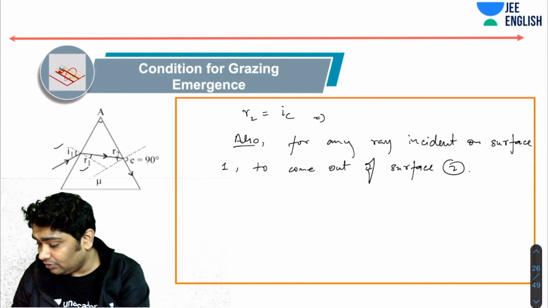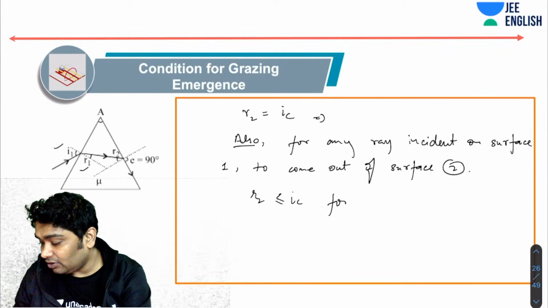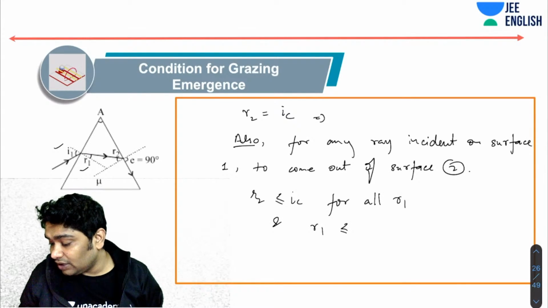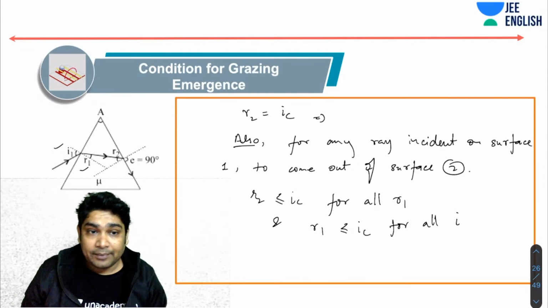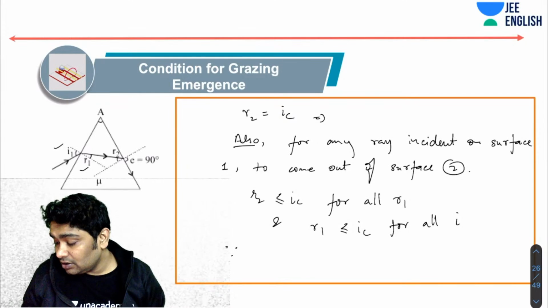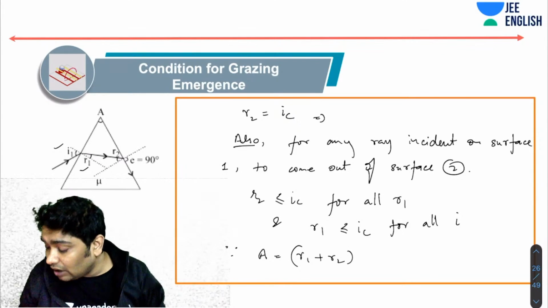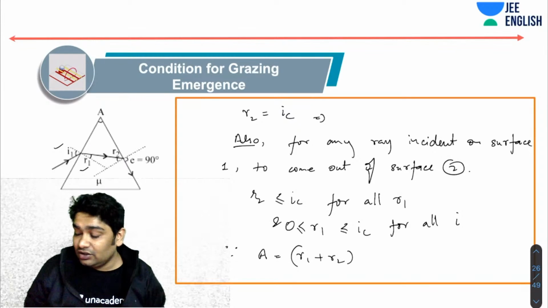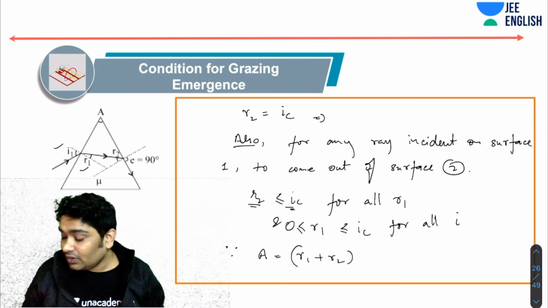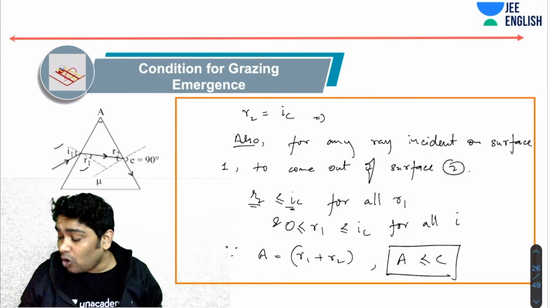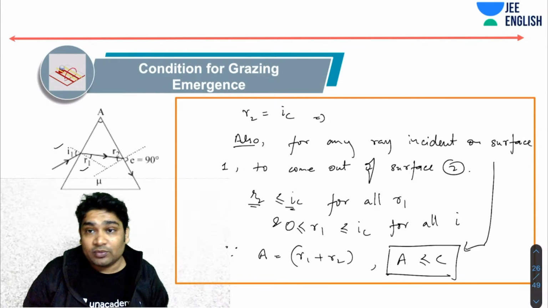So I know R2 should be less than or equal to IC for all R1, and R1 is less than or equal to IC for all I. Okay. Now you also know since A equals R1 plus R2. Okay. So R1 you realize lies between 0 and IC in fact. So if you want this to happen, then what you have is A should be less than or equal to C. For this condition, all the rays incident on surface 1 will eventually come out from surface 2.